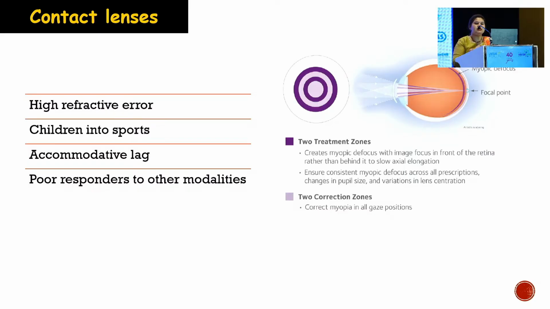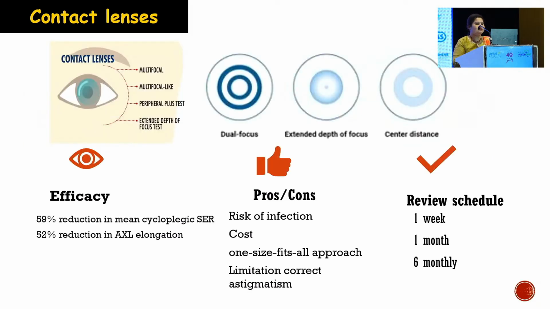There's a central clear zone for visualization and a peripheral defocus zone, which induces myopic defocus and helps in myopia control. The pros is it's a one-size-fits-all approach. The cons is there is always a risk of infection, and also it is limited in correcting patients with associated astigmatism. The efficacy is around 60% for contact lenses as well.